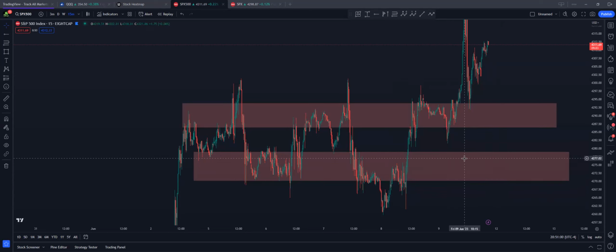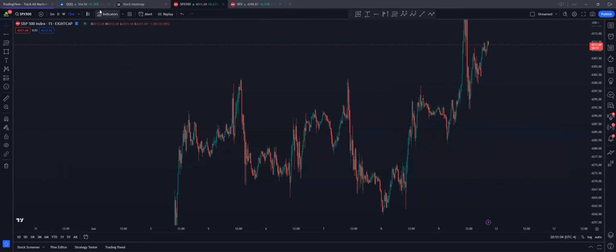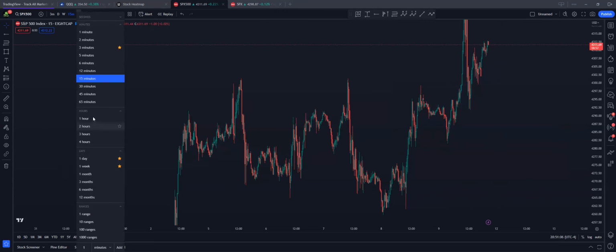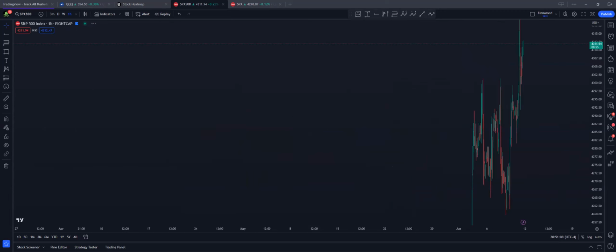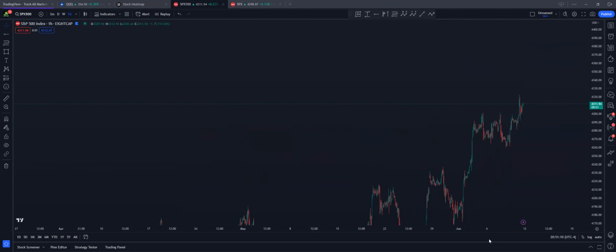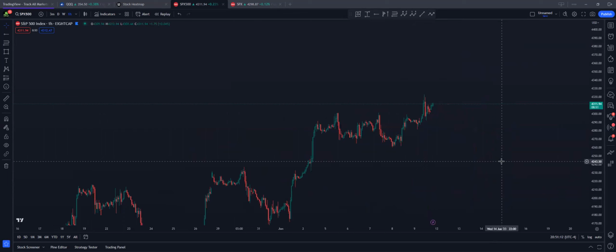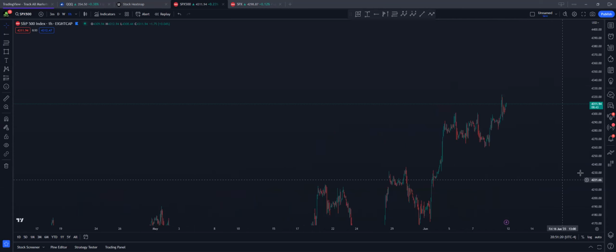So how do you play supply and demand? Now, supply and demand is effective on the higher time frames because institutions are not paying attention to the 2-minute chart. They're looking for those big areas on the higher time frames where they can place their orders, and that's where you really see supply and demand come into play.